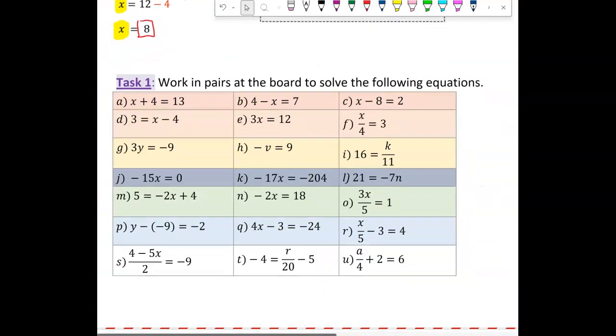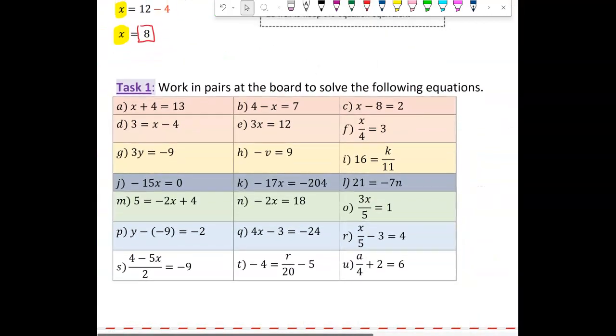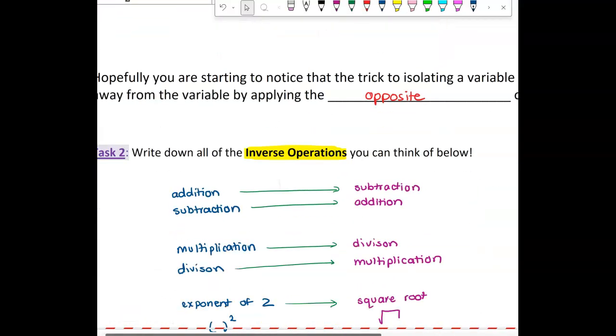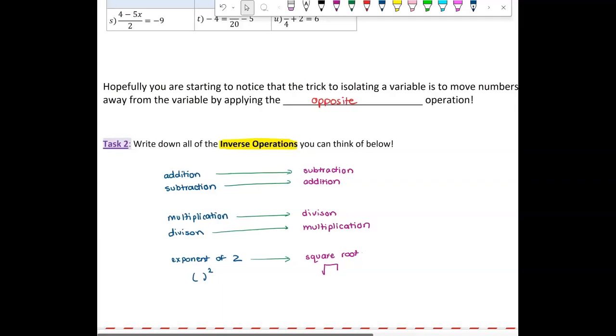Try these questions out below and see if you get similar. Remember, you're always trying to use the opposite operation to get rid of what's with the x, so you can isolate for the variable. All right, and sometimes the variables can change. It can turn into n, for example, in this example here. So what you will hopefully have noticed now is that the trick to isolating a variable is to move numbers away from the variable by applying the opposite operation.